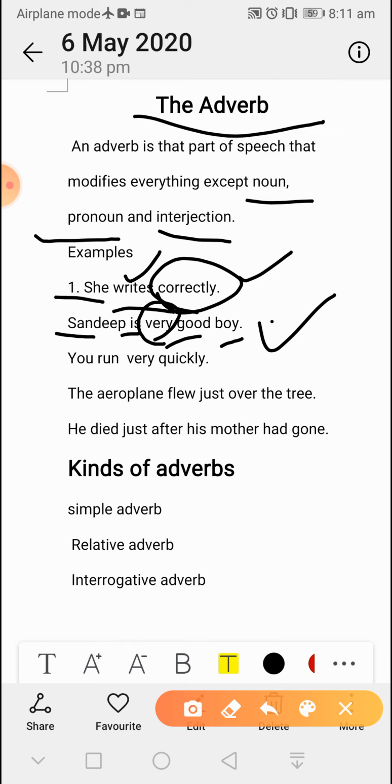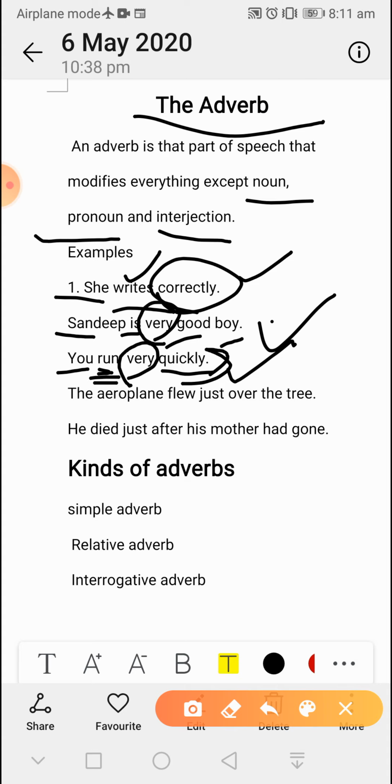You run very quickly. You is a pronoun, run is a verb, and quickly is an adverb. Why is quickly an adverb? Because, see, how do you run? Quickly. So that's why this word describes run, but this very describes quickly. Let me clarify it for you.